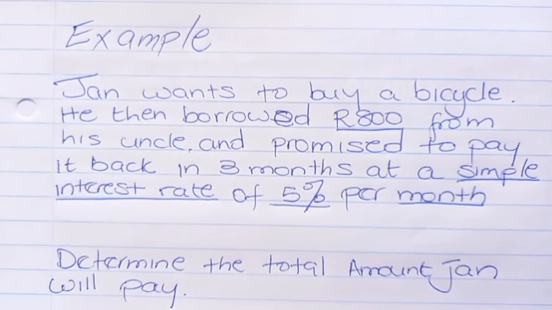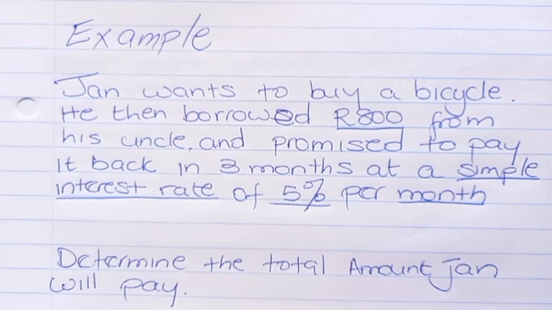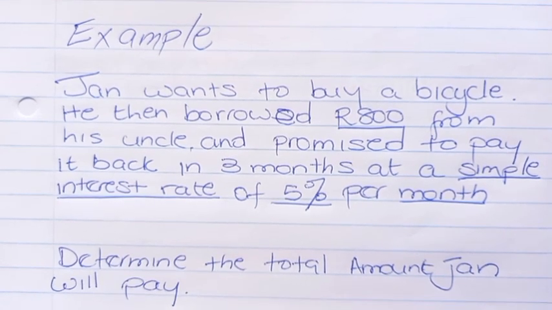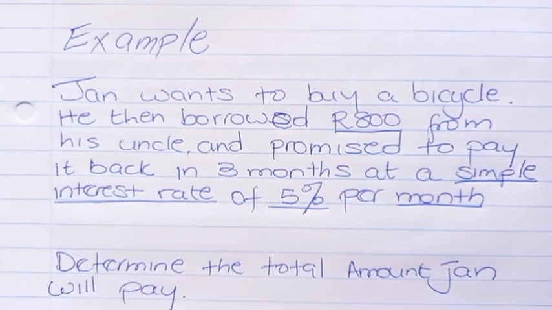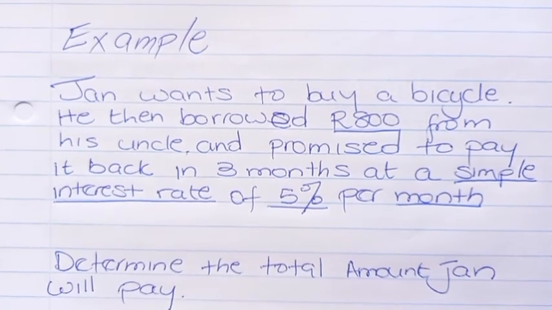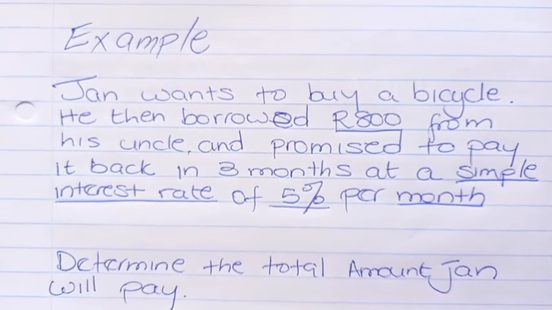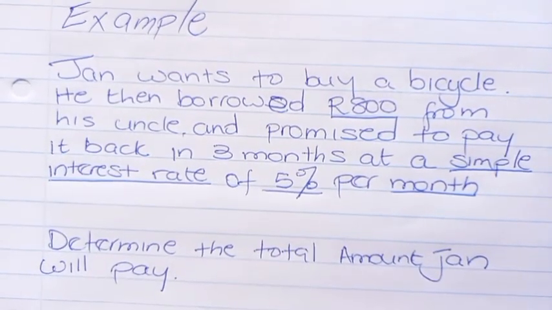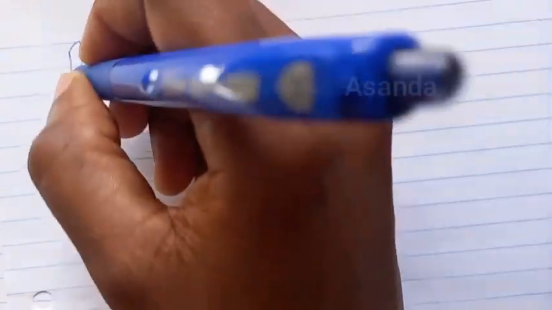Now remember, we did a part where we talked about how you don't add 5% to 800 Rand. You first calculate the 5%. So we have to find out how much is 5%. The question says determine the total amount Jan will pay. Let's go through the information we're given. How much did Jan borrow? Jan borrowed 800 Rand, so this is the principal amount.